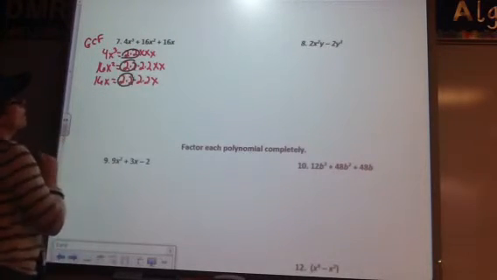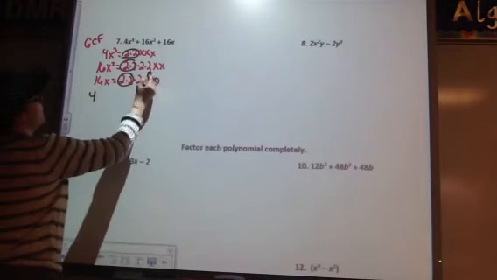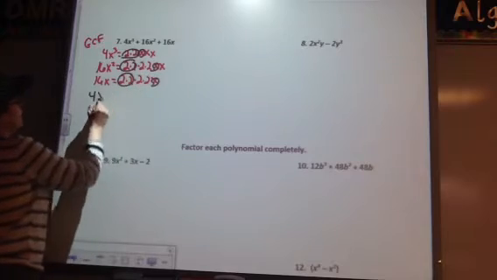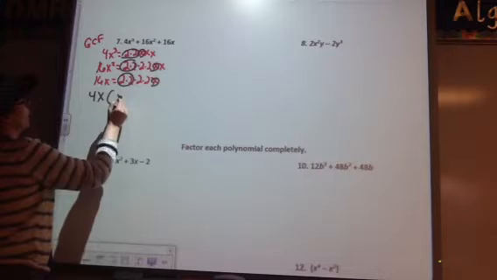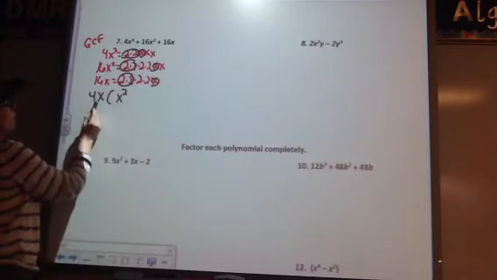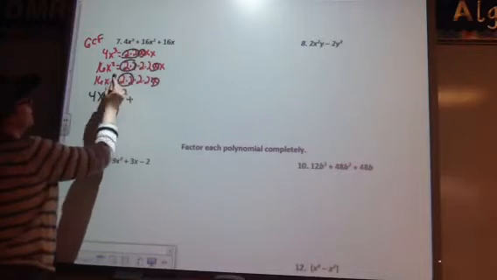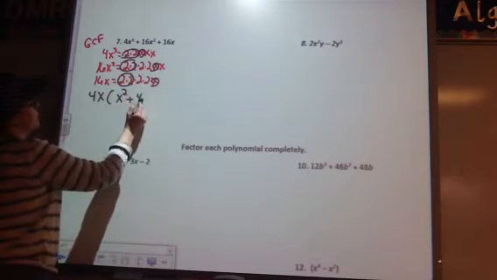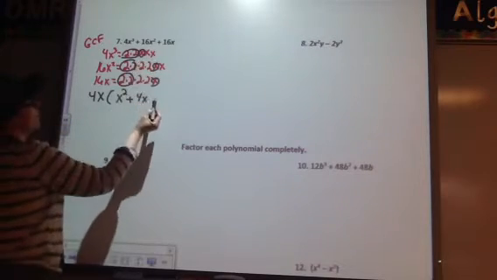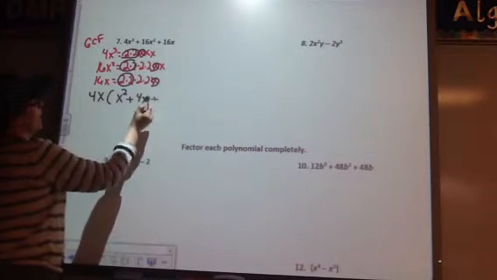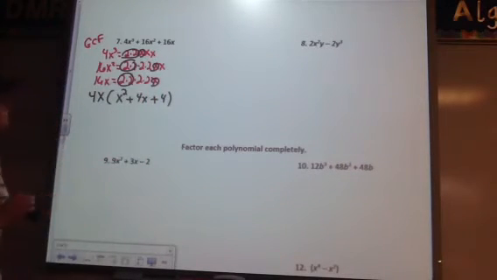All right, so what do we have in common? We have a 4, and we have 1x. What's left with the trinomial? So we have x squared. Let's make sure we're right. 4x times x squared is 4x cubed plus 4x. 4 times 4 is 16. x times x is x squared plus 4. 4x times 4 is 16x.